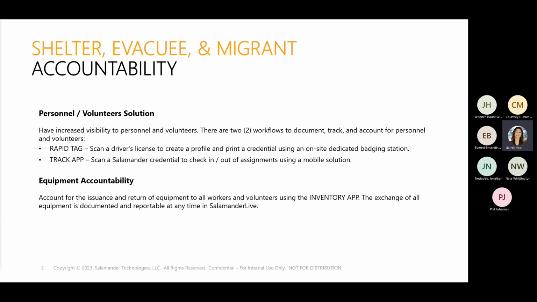Now, we do also have a separate workflow that I will talk about, and this is more for equipment accountability. This is to account for the issuance and return of equipment such as radios, computers, tables, phones, anything that you're looking at tracking when it comes to issuance to workers, including volunteers. And this is all done using the inventory app. This does require the asset management feature in order to do any of the equipment accountability. Same as Rapid Tag and Track, the exchange of all the equipment is documented and reportable at any time within Salamander Live. So let's first take a look at the Rapid Tag solution.